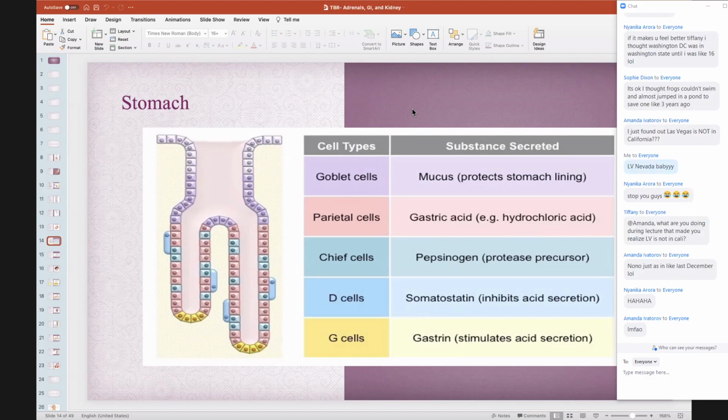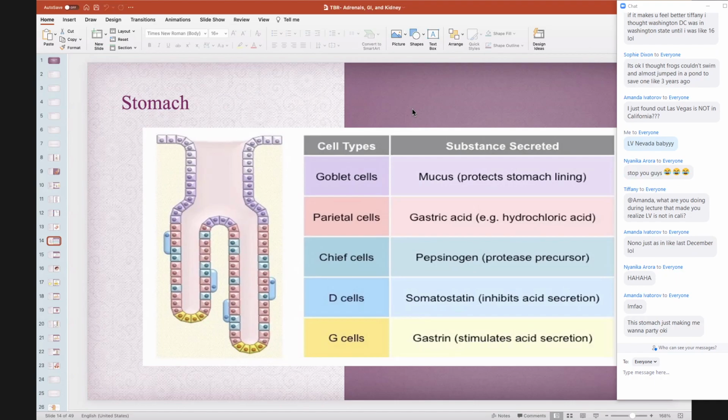The chief cells are the cells that produce pepsinogen. Pepsinogen is that inactive enzyme that, once it gets into the acidic environment of the gastric pit, cleaves itself and becomes pepsin, the protease.